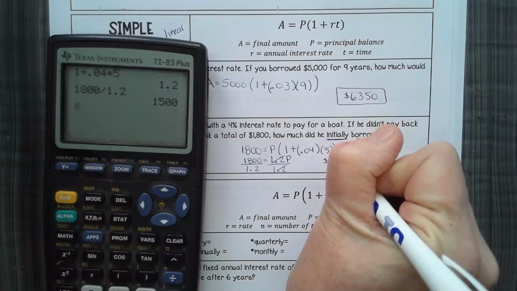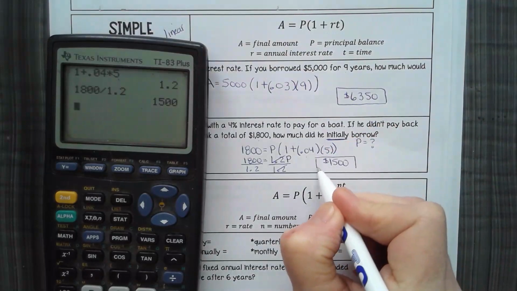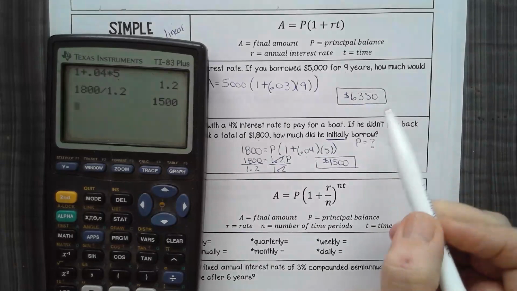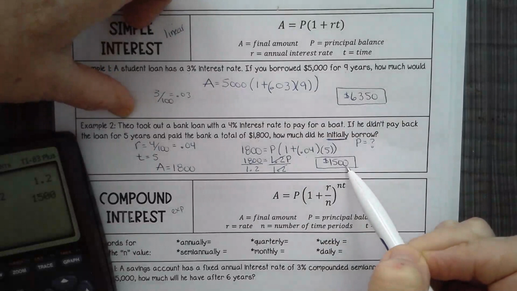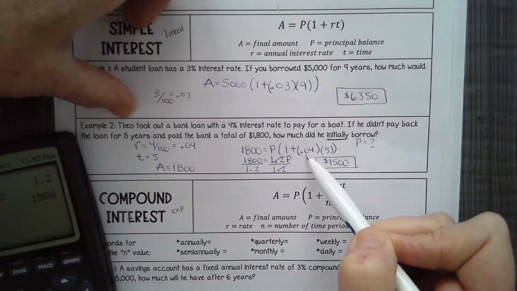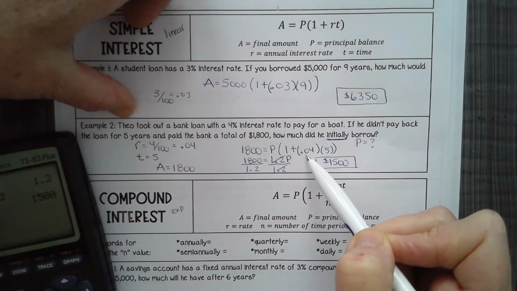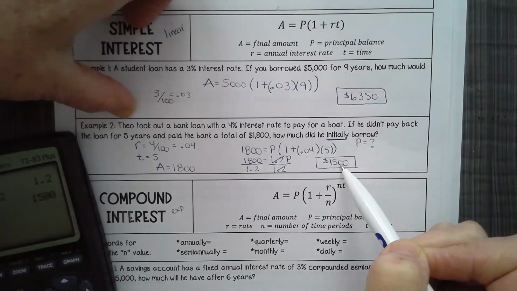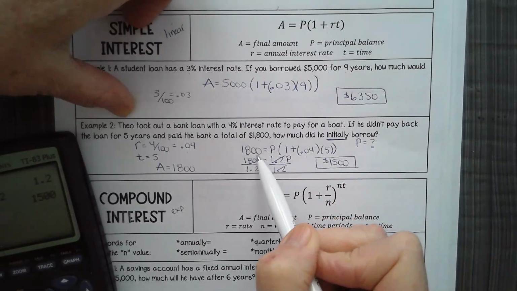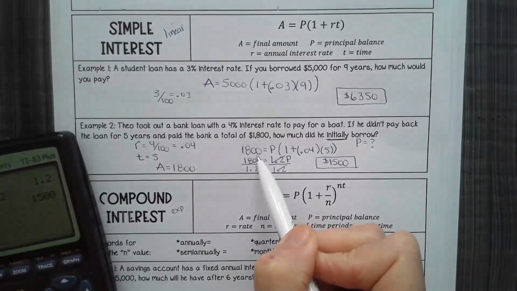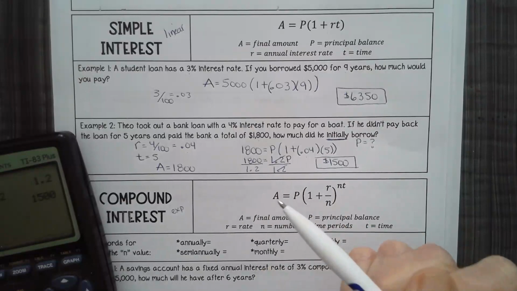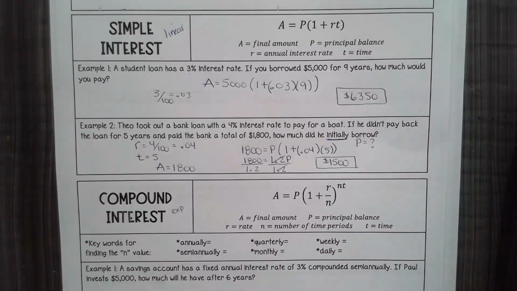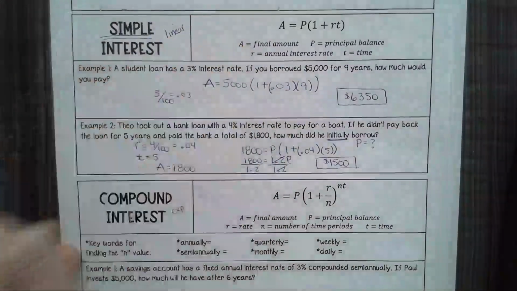So let's talk about what that means. I like that we can get the answer, but let's understand what that means. It means that Theo initially borrowed $1,500, and it was at a 4% interest rate for 5 years. And so when he borrowed $1,500, he ended up owing $1,800, again, because the bank is going to make money off you. And in this situation, the bank made $300 off of Theo when he wanted to borrow the money. Okay? So again, simple interest.